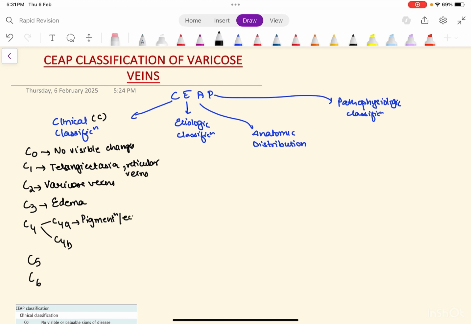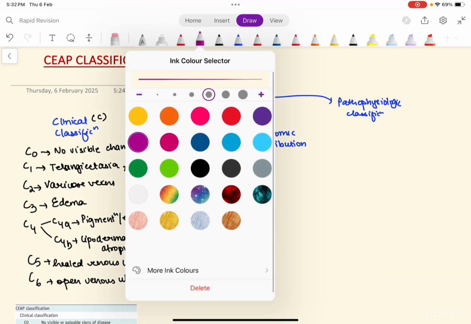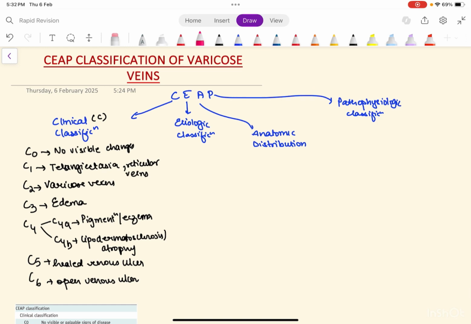C4A is pigmentation or eczema. C4B is lipodermatosclerosis, or we have atrophy. C5 is healed venous ulcer. C6 is open venous ulcer. Now let's talk about the etiological.